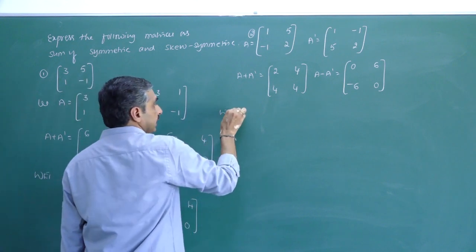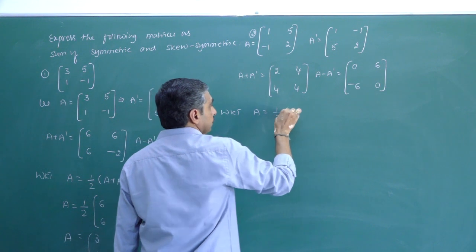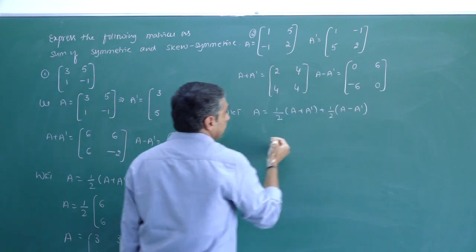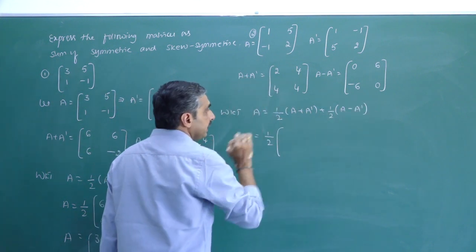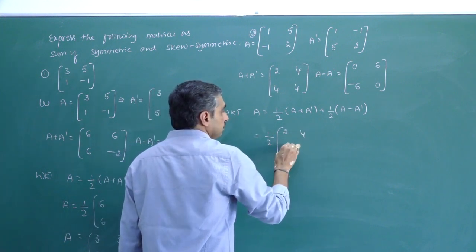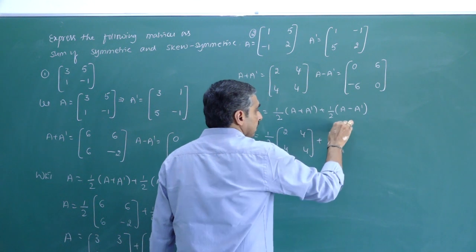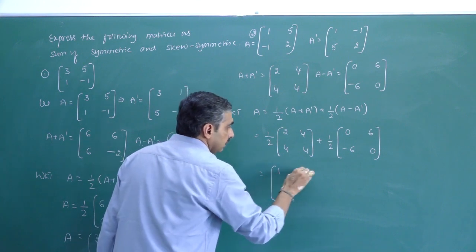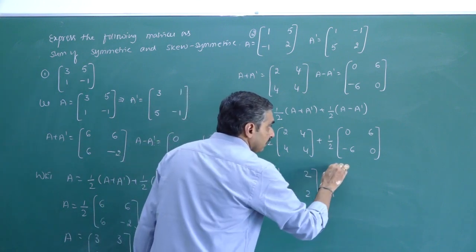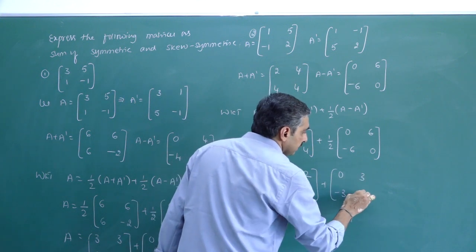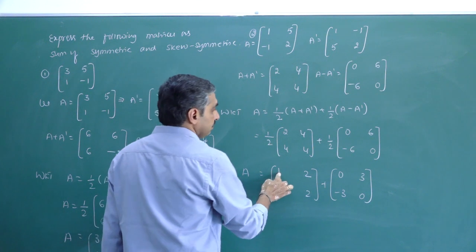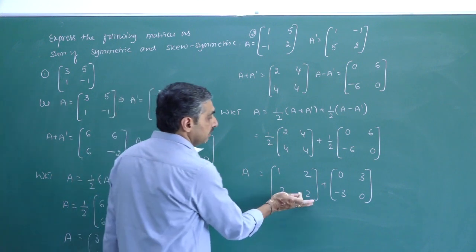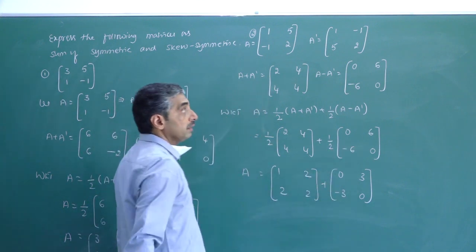So once again we know that a square matrix A is equal to half into (A plus A dash) plus half into (A minus A dash). Half into, A plus A dash you know already, 2, 4, 4, 4, plus half into A minus A dash, 0, 6, minus 6, 0. 1, 2, 2, 2, okay, plus 0, 3, minus 3, 0. So this is what you can add. You can get the original matrix 1, 5, minus 1, 2 plus 0, it is 2. So this is the symmetric part, right? This is the skew symmetric part. This is how we can do it.